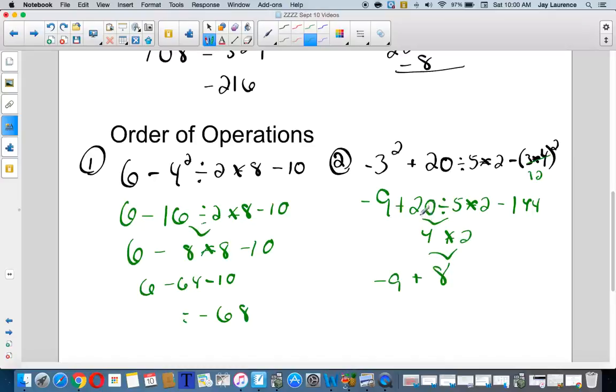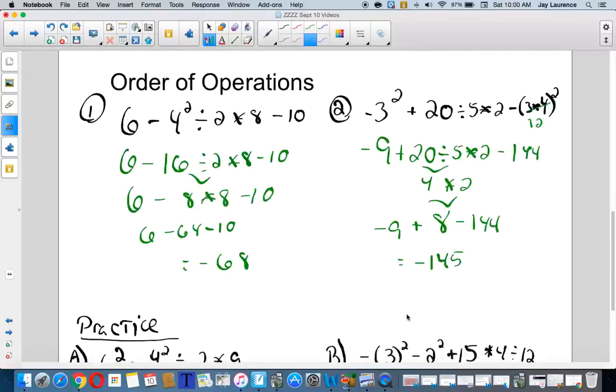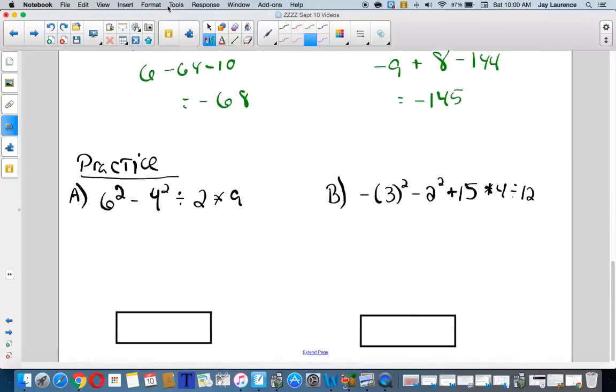Well, wait, where'd the 20 go? Well, the 20 got divided by 5 and then multiplied by 2. So there it is. Okay, and then minus 144. All right, this is negative 1. These two make negative 1. And a negative 144 would be negative 145. And there you go. Okay, so now I've got 2 practice problems for you.